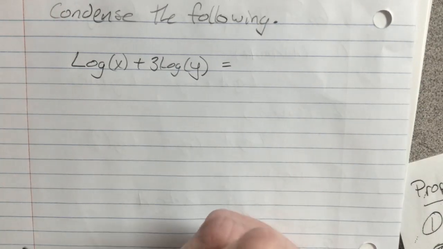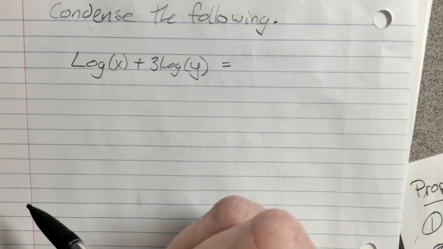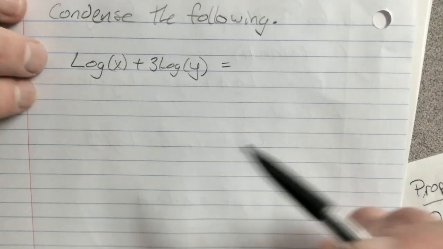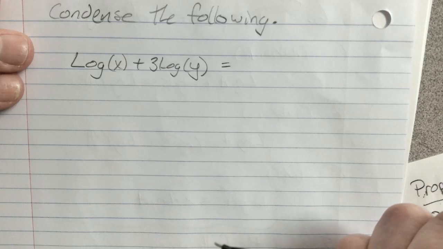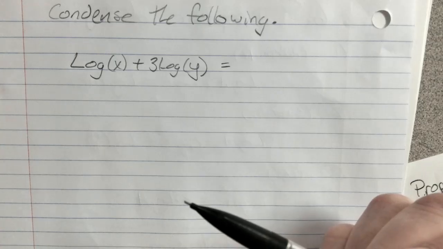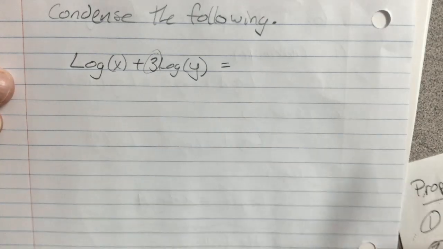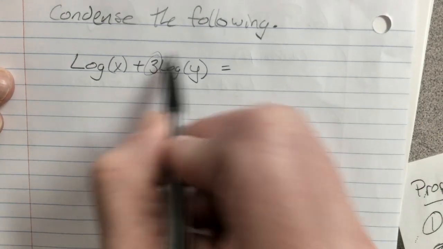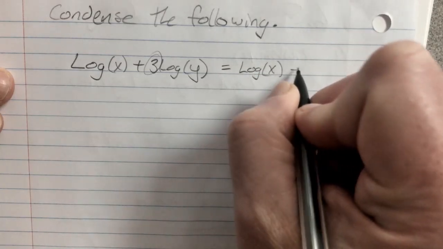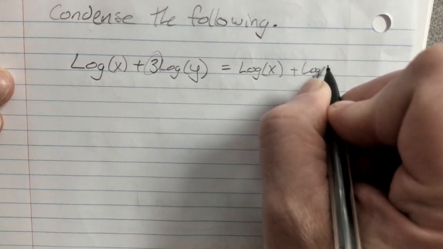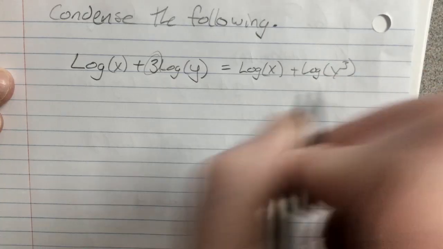All right, what's our first step here? I want to turn this into one logarithm. So which property? Put the 3 back in. Do the exponential. Oh, I want to handle that 3 first. Yeah, so it goes up top. So that gives us log base 10 of x plus log base 10 of y cubed.